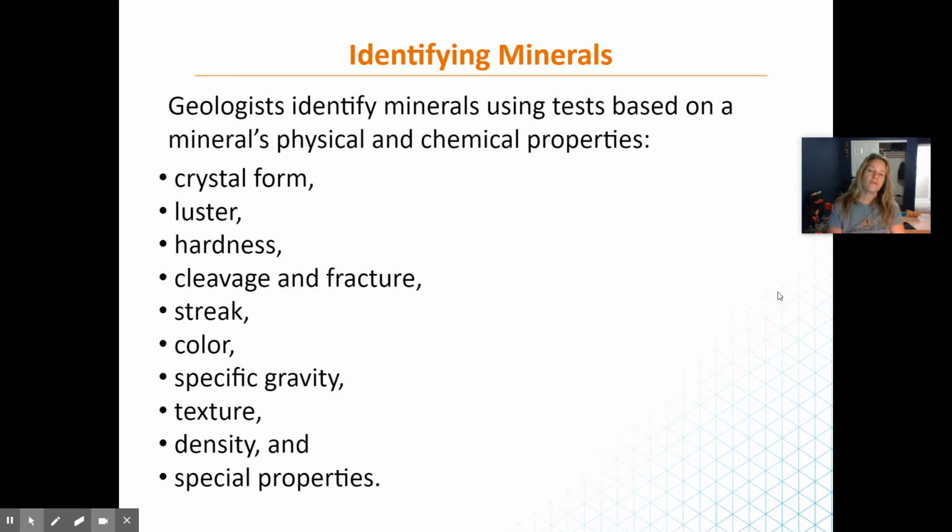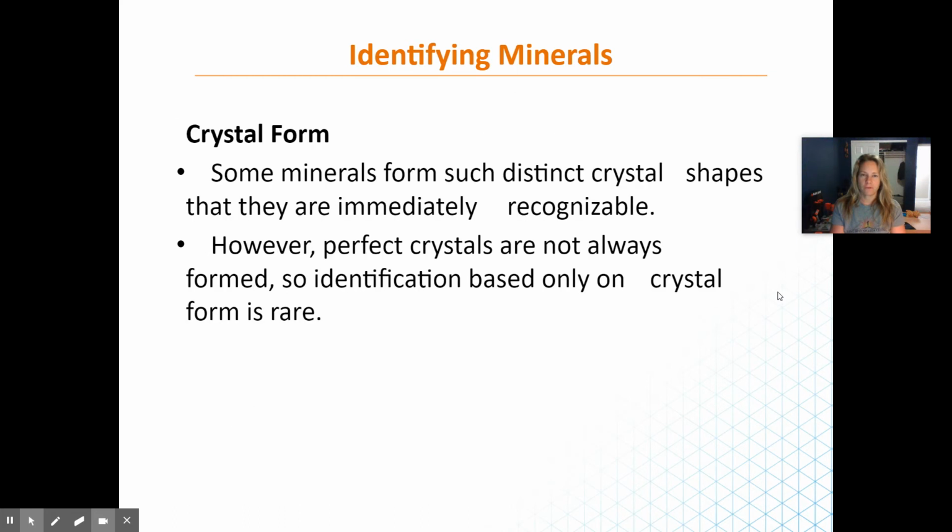All right, so these are the things in lab that we will use to identify our minerals. Crystal form, that's something we really can't see unless we have a special type of microscope, so we probably won't see that. But we've got luster, hardness, cleavage, fracture, so that's basically how it breaks. Cleavage breaks in a nice flat plane, whereas fracture is just kind of like a chunk. Streak, color, and we'll talk about each of these in a minute. Specific gravity, texture, density, and there are special properties like, does it glow in the dark? Little things like that. Is it magnetic? Those are some special characters.